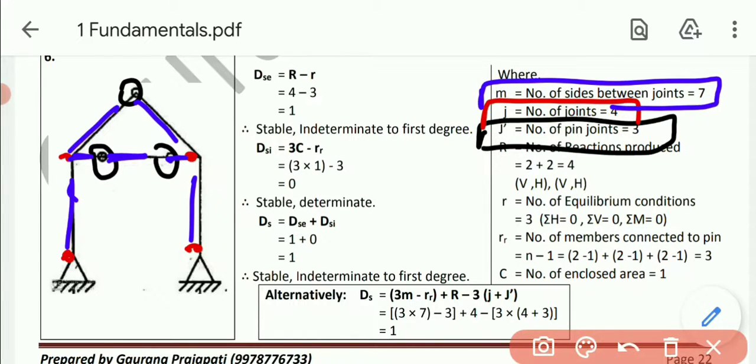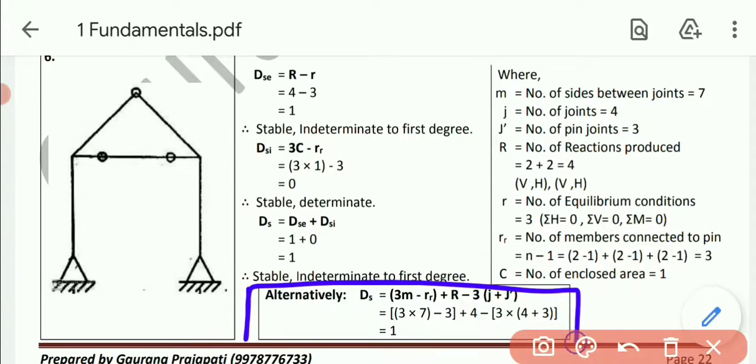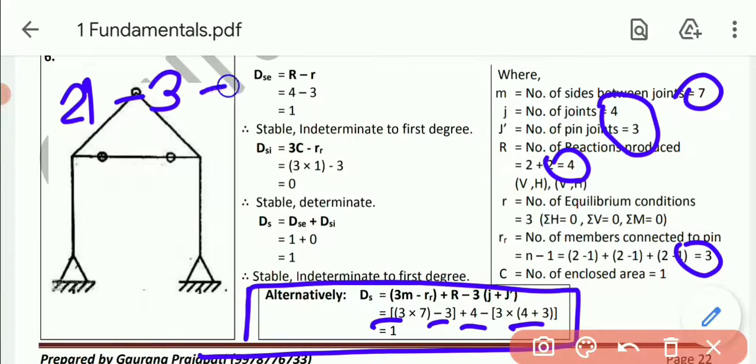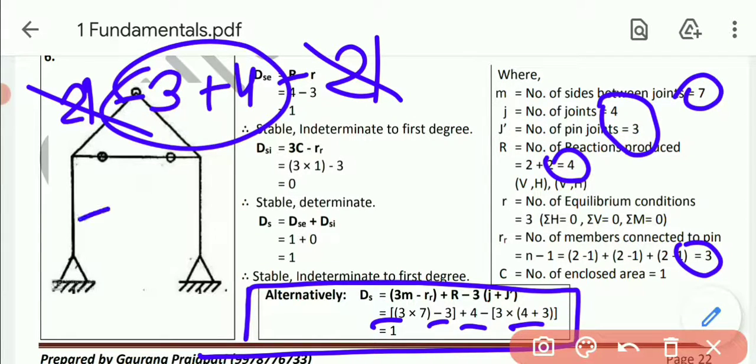So as we have got all the unknowns, let's solve the alternate equation. 3 times M, M is 7, minus RR, that is 3, plus capital R, that is 4, minus 3 times J plus J dash, that is 3 times 4 plus 3. So by solving this one, 3 times 7, 21, minus 3 plus 4 minus 3 times, in the bracket 7, means 21. Again this will be cancelled. 4 minus 3, answer comes 1. So that is this one.